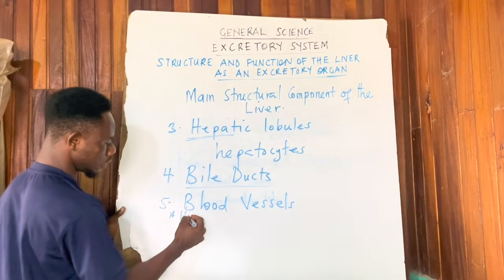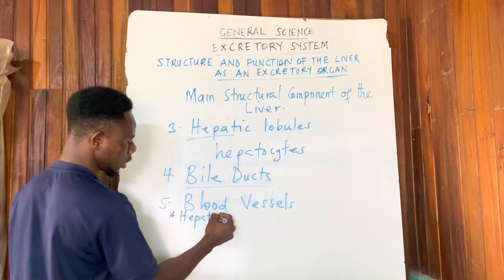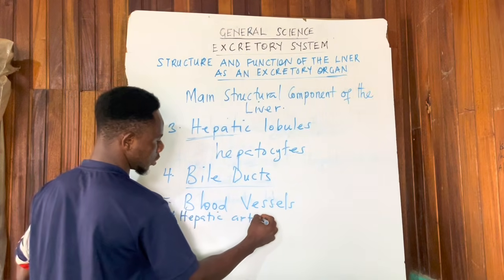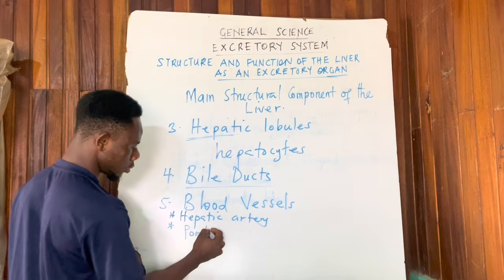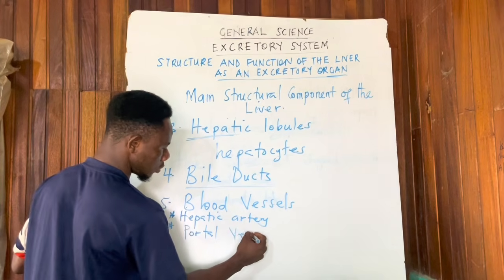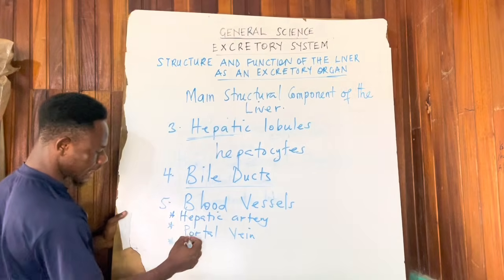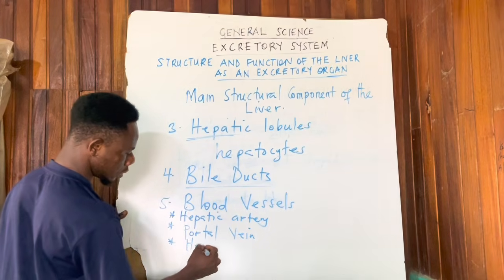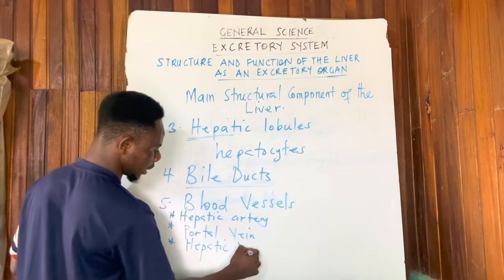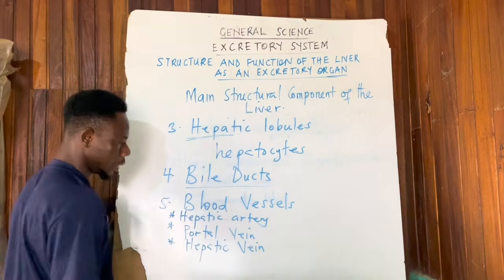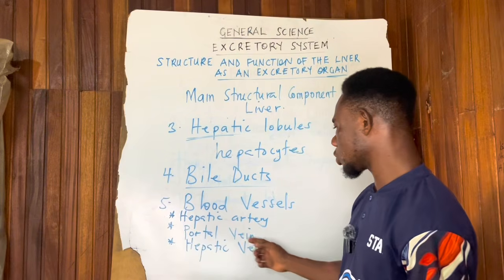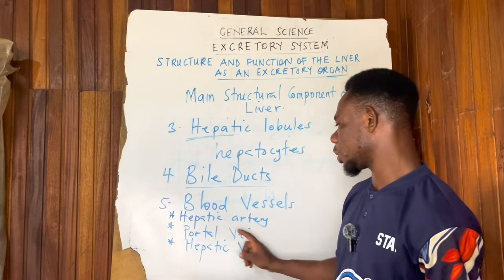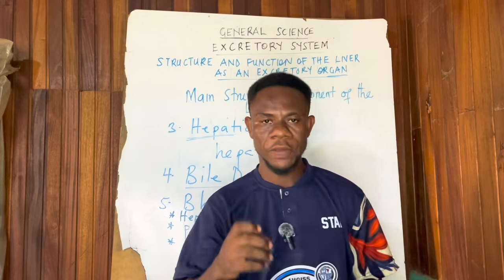So we have the hepatic artery. You also have the portal vein, and the last one, the hepatic vein. So we have blood vessels: the hepatic artery, the portal vein, and the hepatic vein.